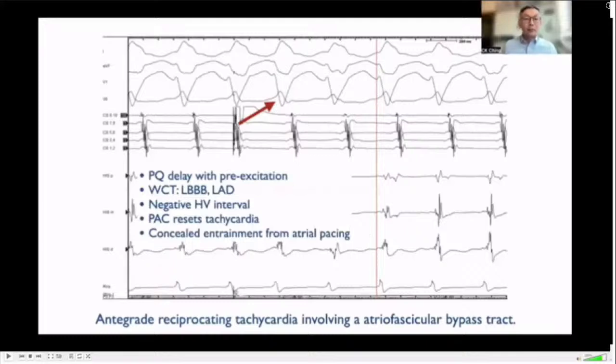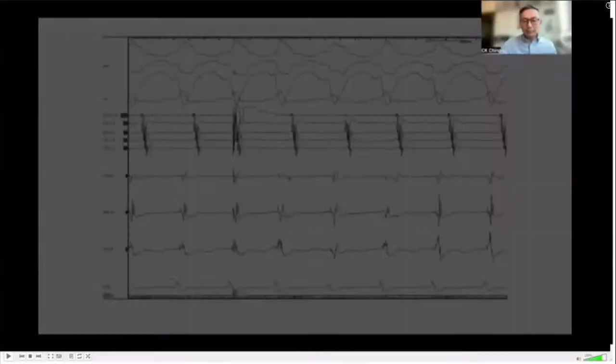And lastly, concealed entrainment from atrial pacing would rule out ventricular tachycardia, for we expect during entrainment from the atrium during VT, you will get a captured beat and a fusion beat.